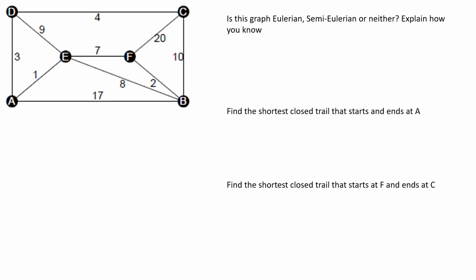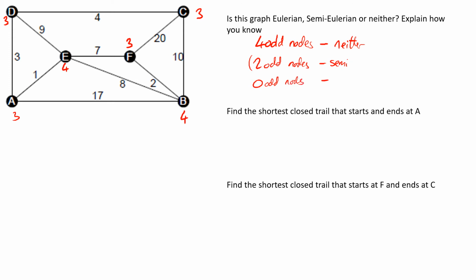I'm going to assume you paused and had a go. So is this graph Eulerian, semi-Eulerian, or neither? So that's just a case of working out the orders of the nodes, how many arcs come from each one, and counting them up. So we have got 4 odd nodes. And so because of that, we can just say it's neither. Because if it had 2 odd nodes, remember, we'd be able to say semi-Eulerian, and if it had 0 odd nodes, we'd be able to say Eulerian. But it's neither of those options. It is 4 odd nodes.